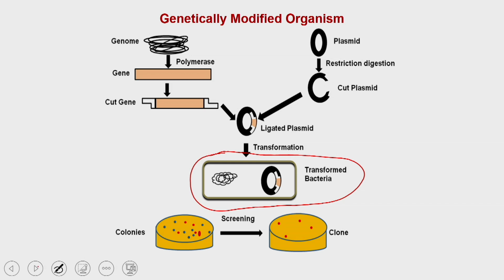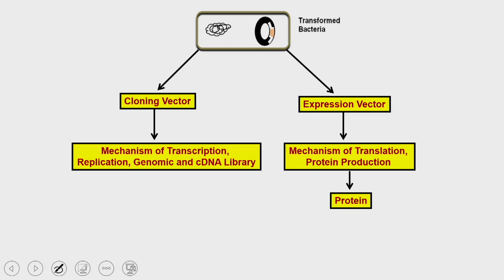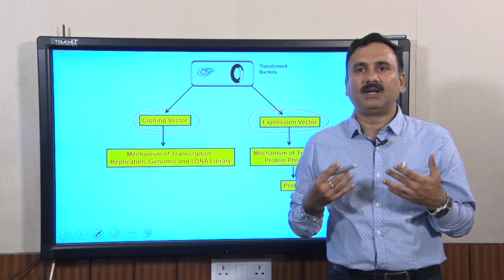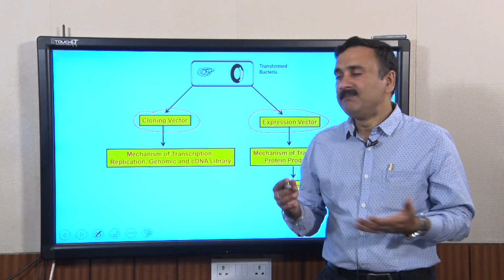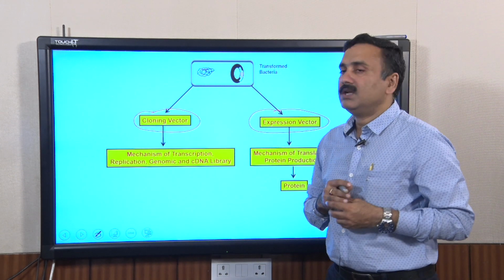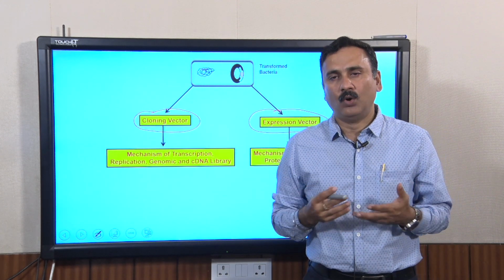Once you generate the transformed organisms, whether it is bacteria or mammalian cells, you are going to have these transformed organisms containing either the cloning vector or the expression vector, because it depends on what requirement you have or what questions you would like to ask from this transformed host.